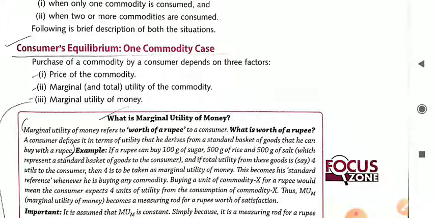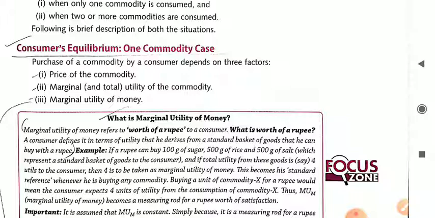It simply means if you wish to buy a shirt, then the price of the shirt matters. Then the utility you will receive from that particular shirt matters. Third, the available amount of money you have and wish to spend on that particular shirt, so the marginal utility of money. So these three things determine your purchase of the commodity.